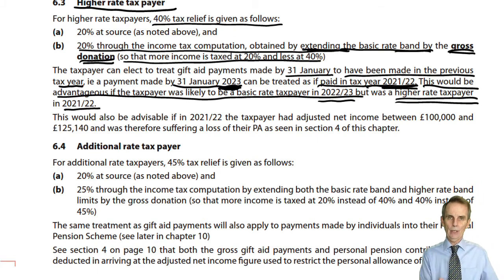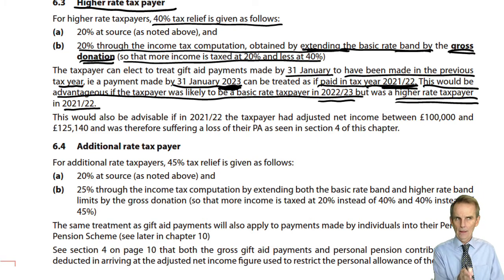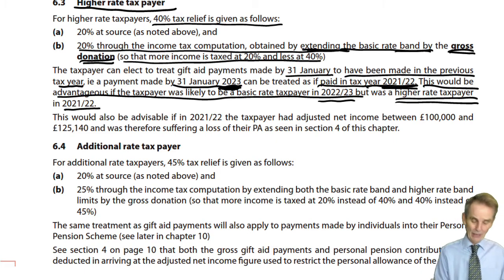So if in the current tax year you think you're going to be a basic rate taxpayer, obviously you've got to make this decision before the end of the tax year, but last year you were a higher rate taxpayer, then make the election and backdate it to the preceding tax year. In that way, you get higher rate rather than just basic rate relief.